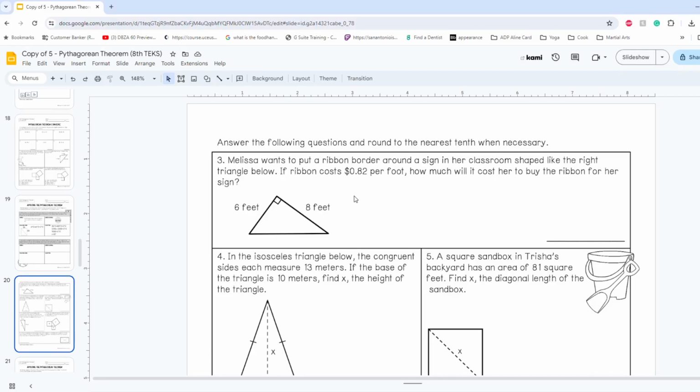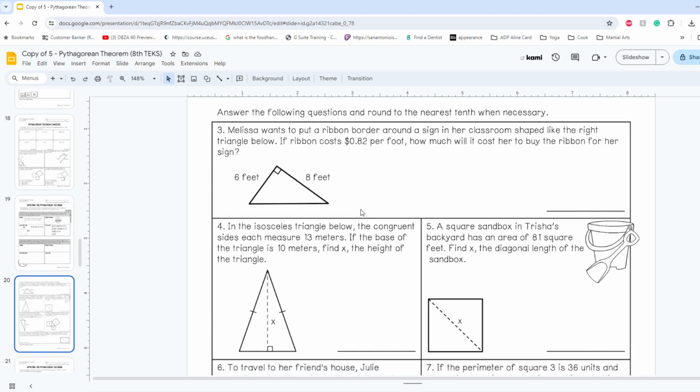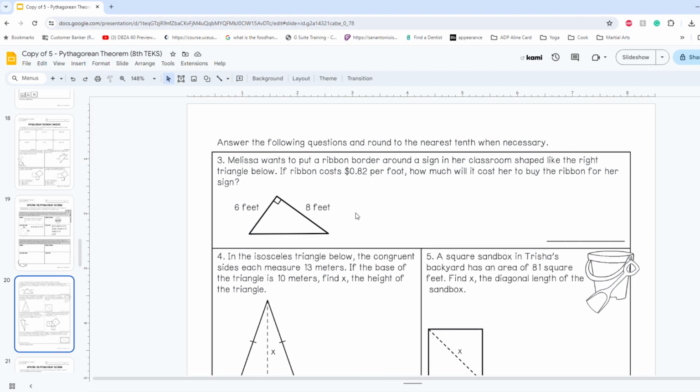Hello, this is part 2 of applying the Pythagorean theorem with Mr. Hawkins. So we're going to look at some problems here, and your assignment will be to go over the rest of the problems on this sheet.